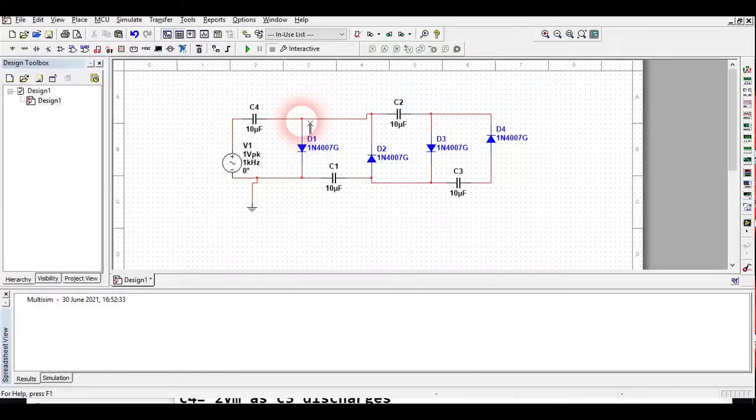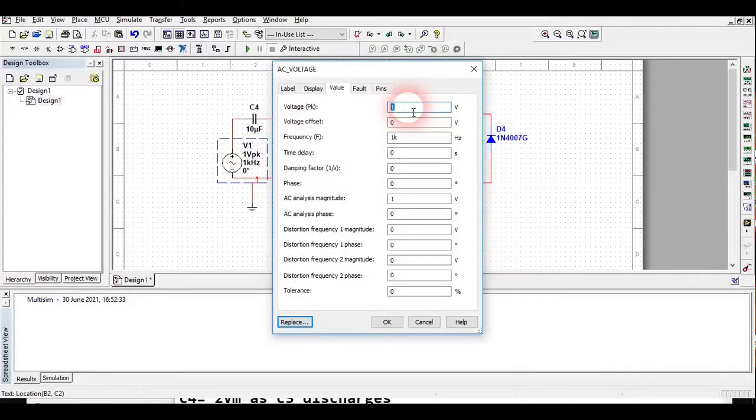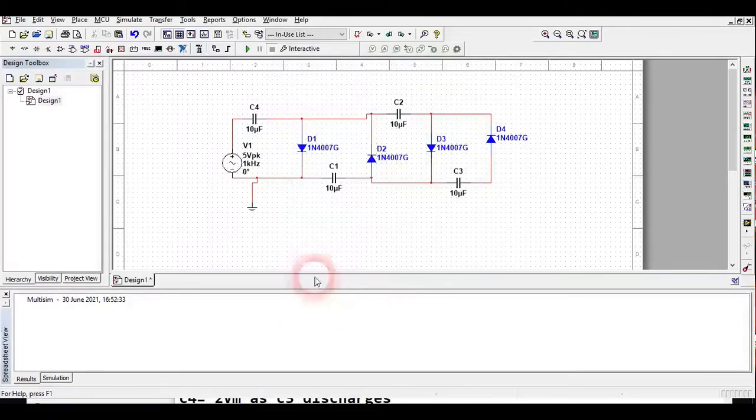Okay, so this thing I have done. Here 1 volt peak to peak is written. Suppose I am going to write here 5 volt peak to peak. So we are going for peak to peak only here. Don't take the value of RMS. It is not required here.